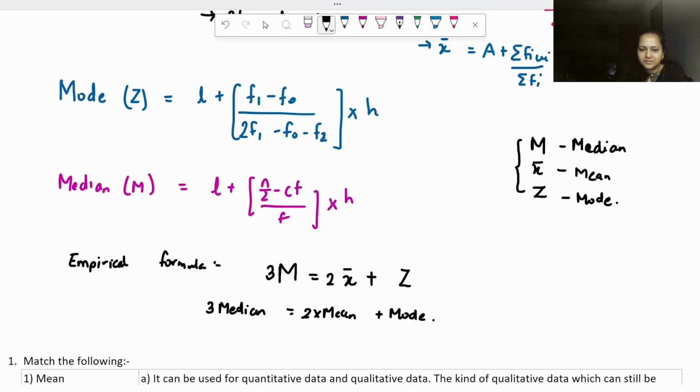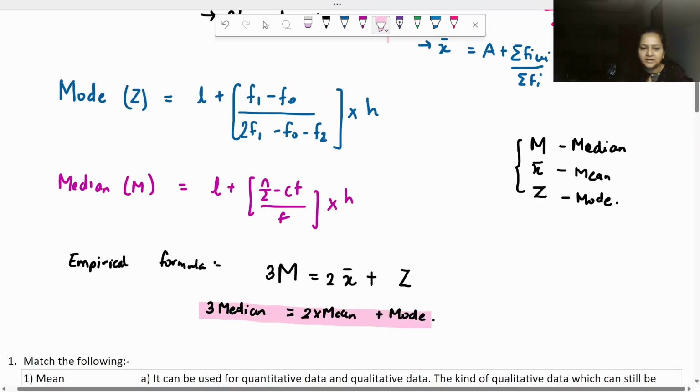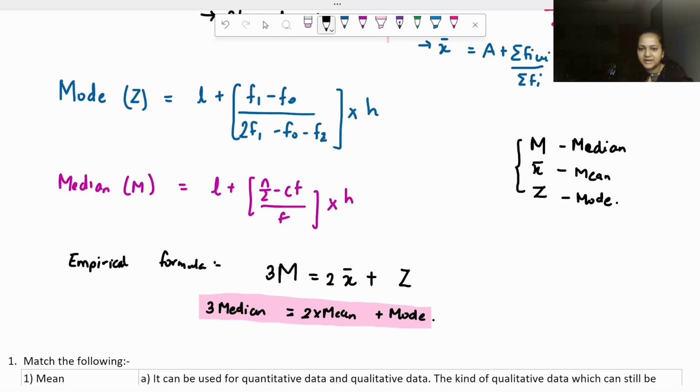I hope you all will remember this empirical formula relation. What does the relation say? The relation states 3 median is equal to 2 mean plus mode. And how to remember it? As I told you, remember the alphabetical order of the notations, and that is M, then X and Z, and we write 3 is equal to 2 plus 1. I hope you will remember the empirical formula.